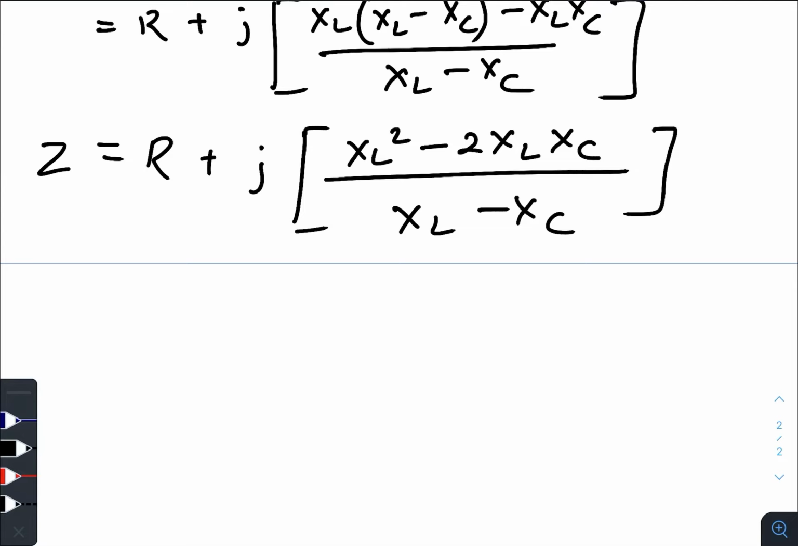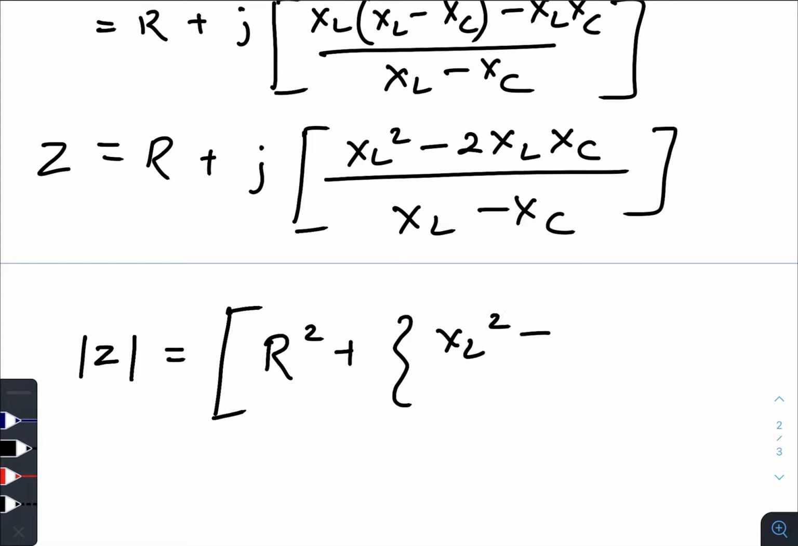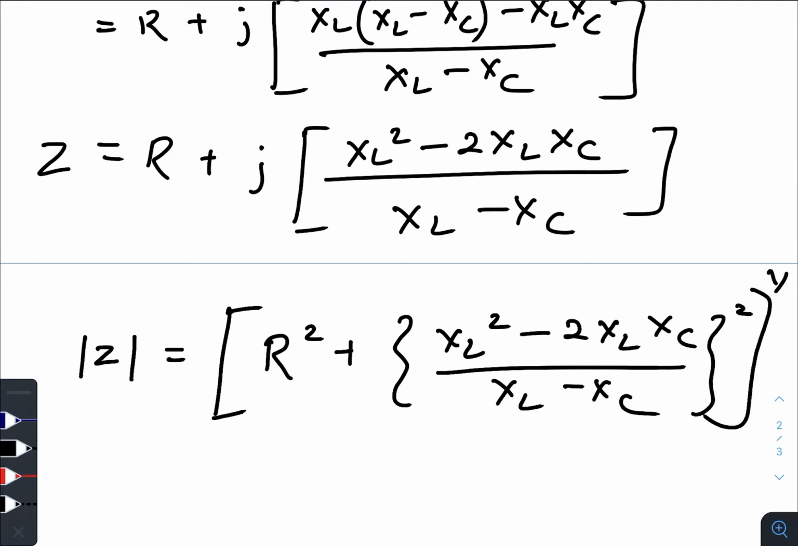Now we know that the modulus of Z, the total impedance of the circuit, would be R squared plus (XL squared minus 2 XL XC divided by XL minus XC) whole squared, whole to the power half.